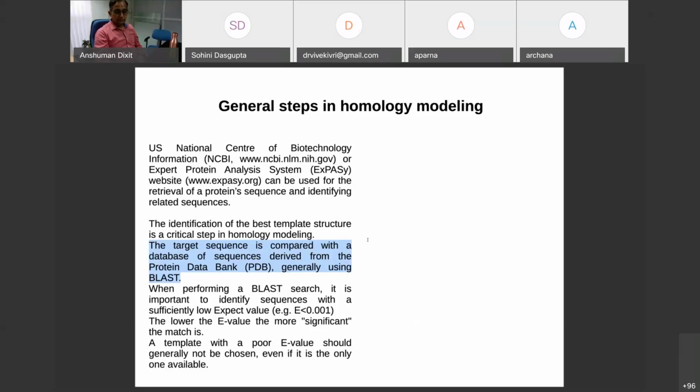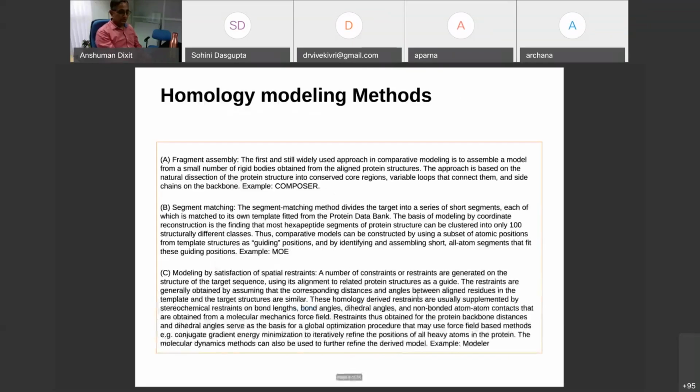When you do a BLAST search, you have to have sequences with a very low e-value. E-value I explained. So if your e-value is less than 0.001, you may consider that these two sequences are matching with each other. A template with a poor e-value should not be chosen, even if it is the only one available, because it will not be the correct template. So the template with the lower e-value should be chosen.